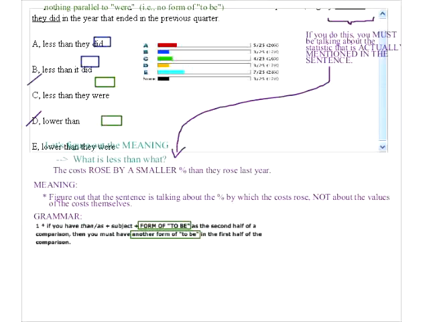You can figure it out using meaning because you're talking about the wrong thing. We're not talking about what the costs were. But you can also figure it out using grammar. If you say less than they were, there has to be another form of to be. Over here, there isn't one. Smiley face if that makes sense.